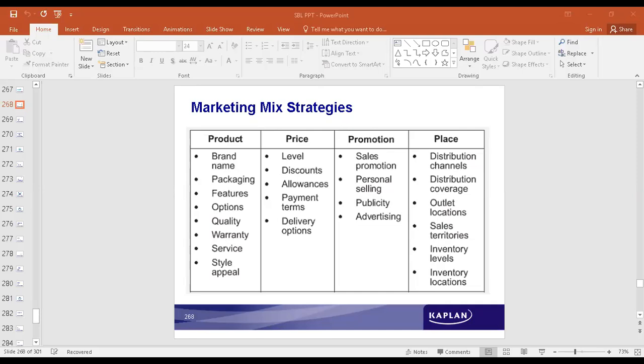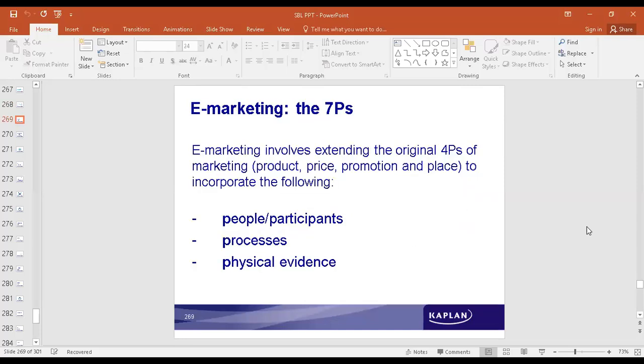Then we see the marketing, when it has become e-marketing, on the electronic platform, when the marketing has taken place, then that has added another 3 P's to the existing 4 P's, which we see as people or participants, then the processes, the way it is being processed, and the physical evidence about how things are taken up.